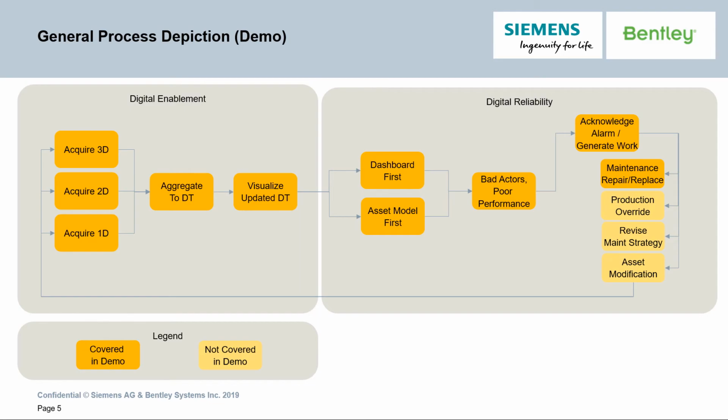Now, as I just showed you all about acquiring the different data from 1D, 2D, and 3D sources and how those are aggregated to update the digital twin, now we're going to show you in the digital reliability part of PlantSight how to assess bad actors using a dashboard first and an asset model first approach. So I'll switch back to PlantSight.